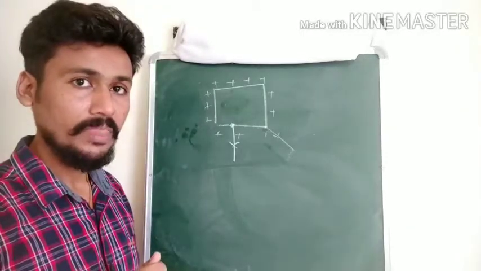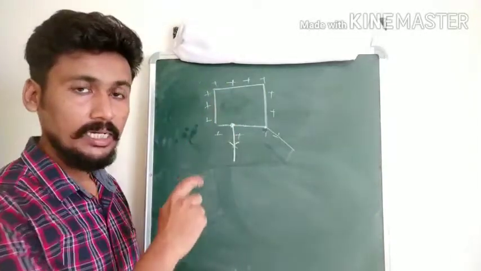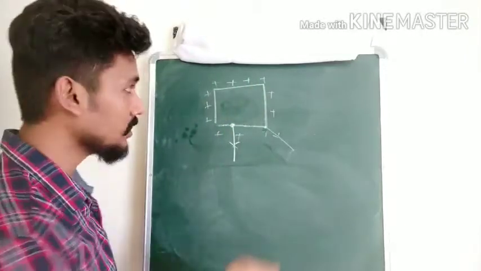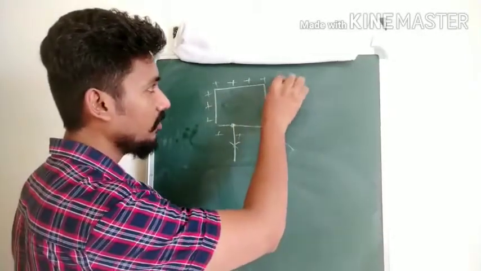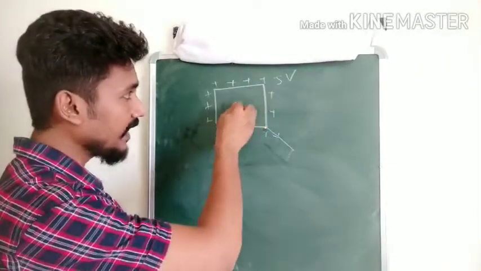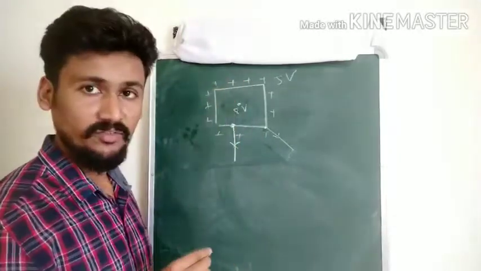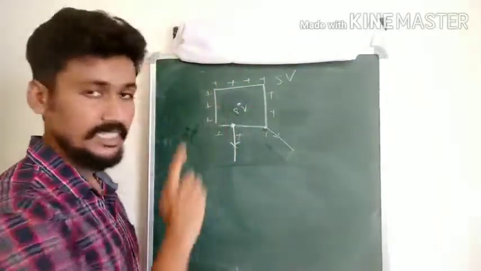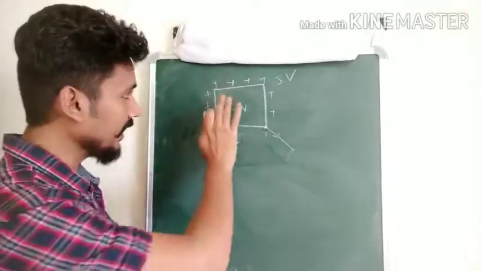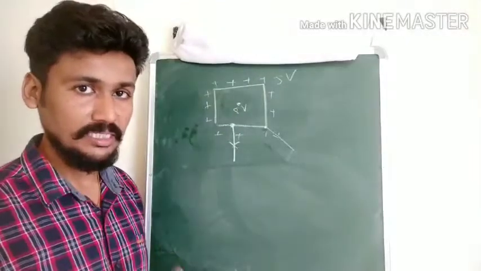Fourth property: the electrostatic potential inside the conductor will have the same value as that on the surface. Means, if on the surface we have a potential of 5 volts, for example, then if you go inside, at this point also the potential is going to be 5 volts. In fact, at any point inside, the potential is going to be 5 volts only. So inside the charged conductor, potential is the same as that on the surface.